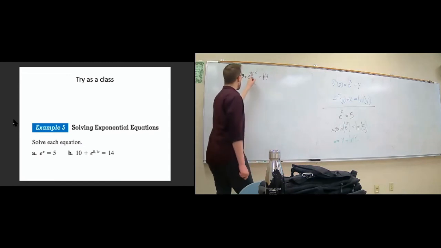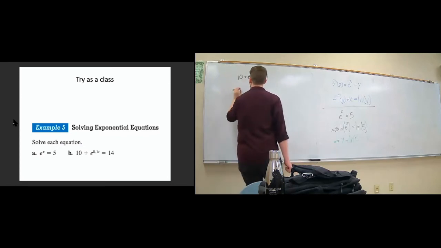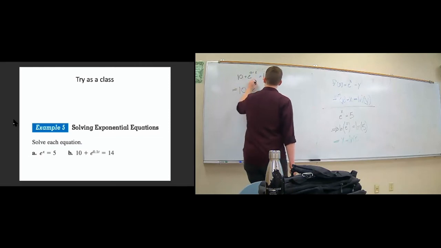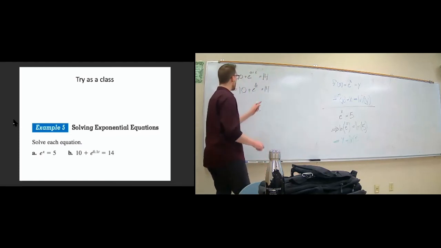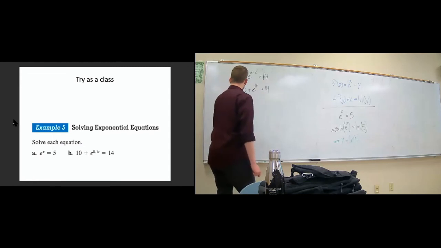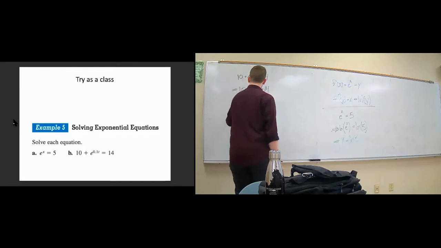Now at this point, I would like to go ahead and turn this into a fraction. It's an easy enough fraction to write. Let's do that. This is 10 plus e raised to the t divided by 10 is equal to 14. This tells us then that subtracting 10 from both sides, e to the t divided by 10 is equal to 4.